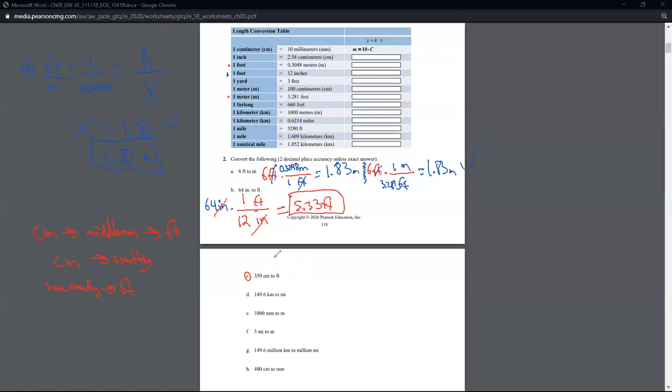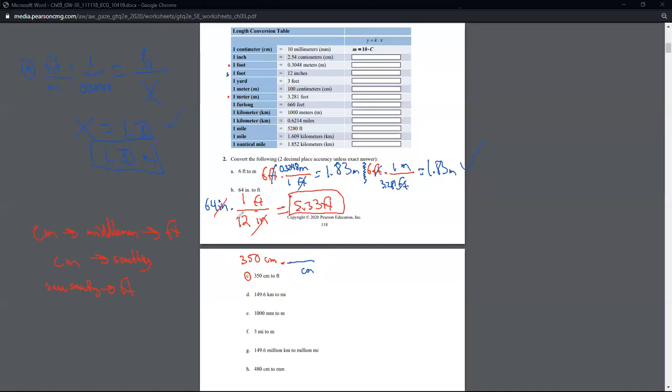So we write our 350 centimeters. I'm going to do this above. 350 centimeters. We know we got to multiply by a fraction, and we're trying to get rid of centimeters. So we know the centimeters go in the bottom because they're originally in the top. Before I even look at the table at all, I can set this up.